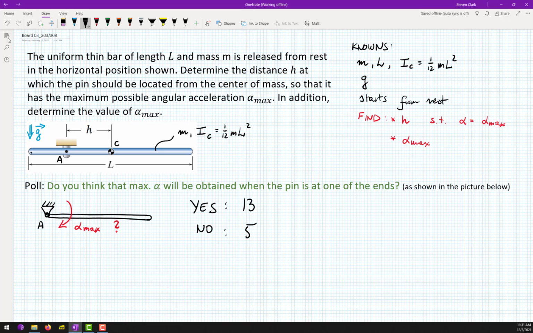Okay, so one of these 5 people, or maybe 2 or 3, or maybe all 5, can you please tell me why you voted no? Why did you vote no? Do you mind sharing your thoughts, Kevin? It seemed to be easier to put it at the end. 100%. Exactly. This is the answer I was looking for.